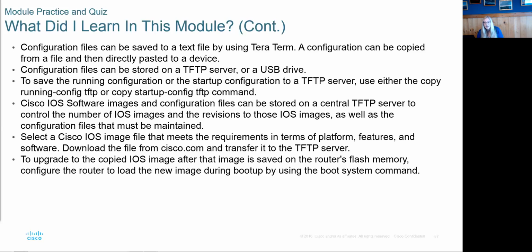For your IOS image, you need to make sure that it is the correct one for the platform, the features and the software, because remember there's a base IOS image and then there's security, so you need to have your licensing squared away as well. Download the file from Cisco and transfer it to the TFTP server. When you're upgrading the IOS image, you're going to be saving it to the router's or device's flash memory. You need to make sure that there's enough memory in flash to hold that IOS. If not, you may have to delete the old one.